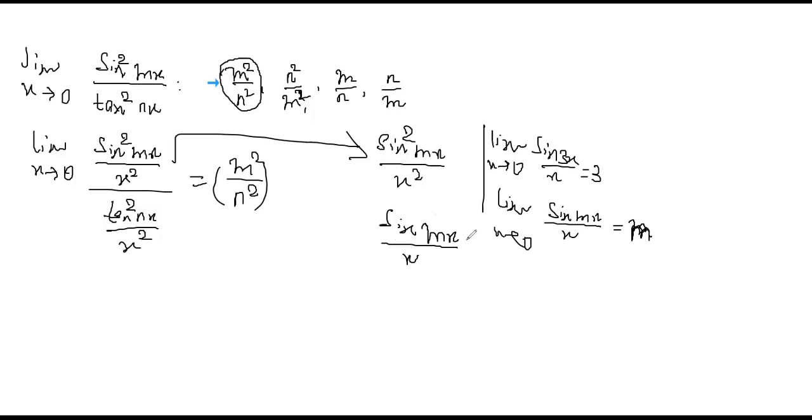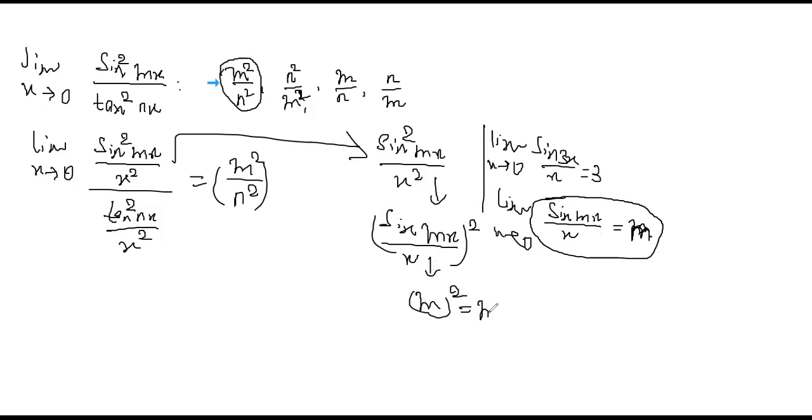sine mx by x whole square. You can write this part. Sine mx by x is m, so here you will put m whole square. It will be equal to m square. Got it?